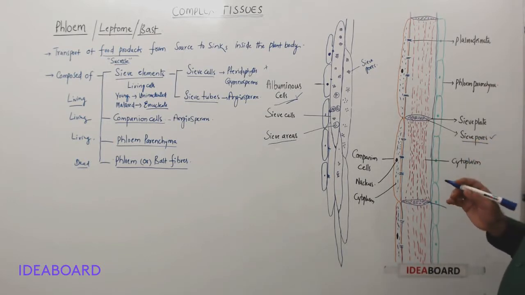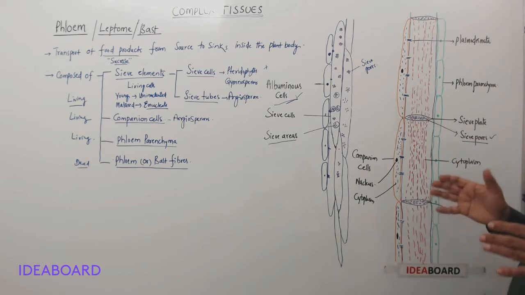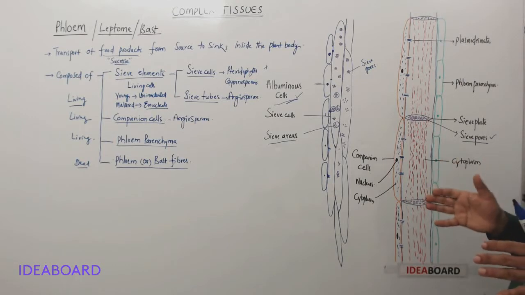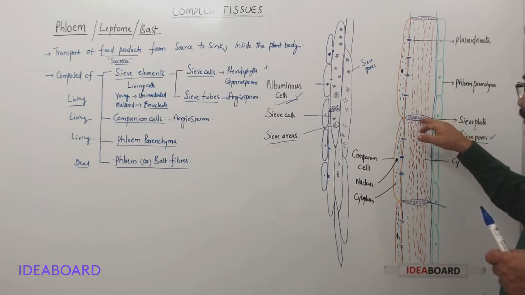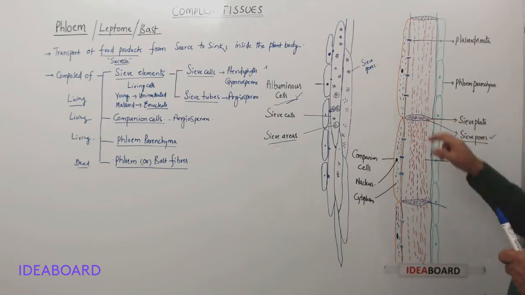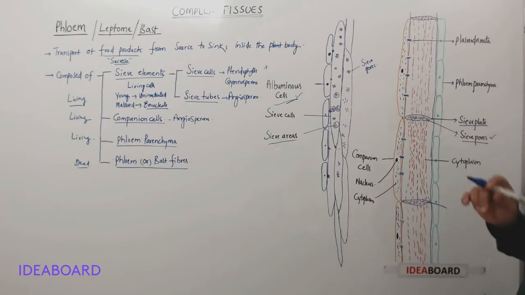And that is the specialization here. The sieve pores are not concentrated on the lateral walls, but they are concentrated in these cross walls, or septa, and that's why this cross wall, or septum, with sieve pores is called a sieve plate. I hope you are understanding.